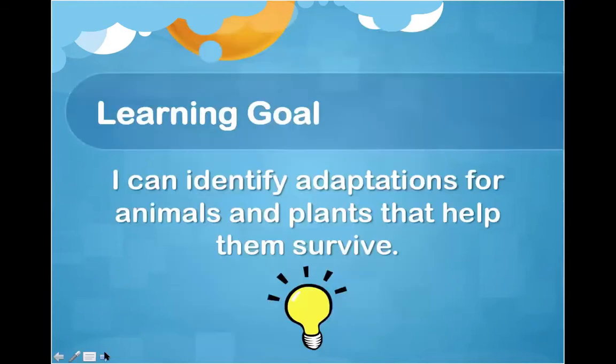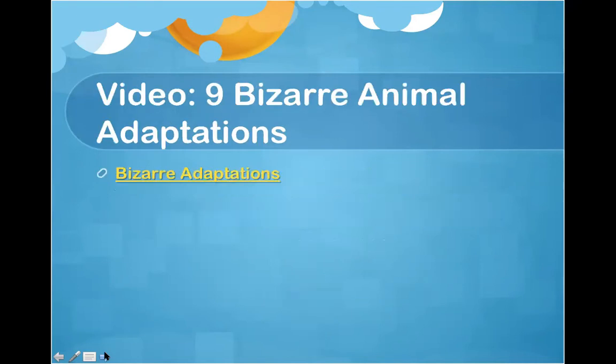All right, so we are going to move into our lesson for today. Our learning goal is I can identify adaptations for animals and plants that help them survive. So our lesson today, pretty simple. We're revisiting adaptations and looking at how they help animals survive.